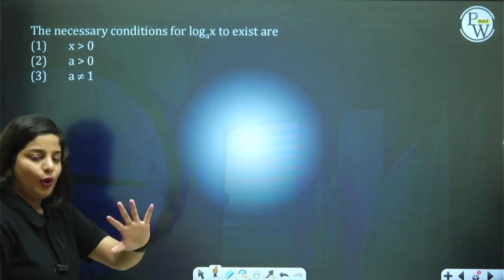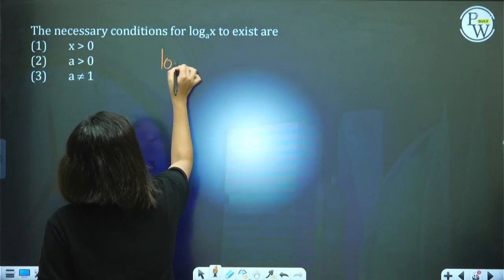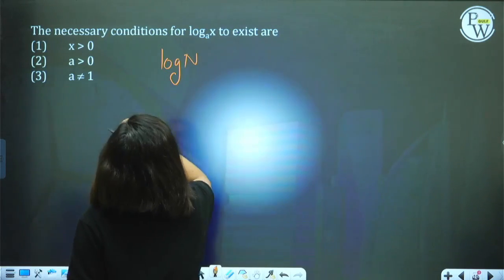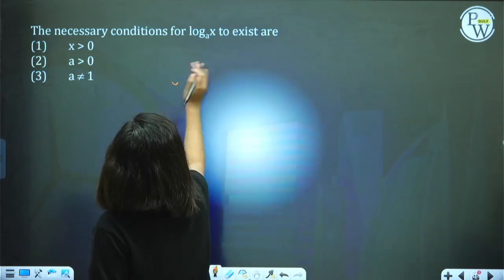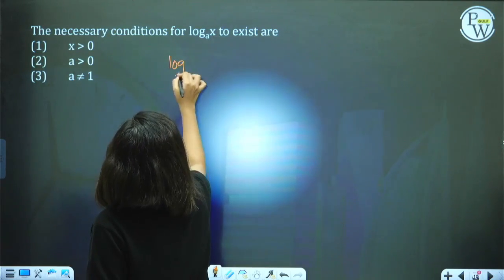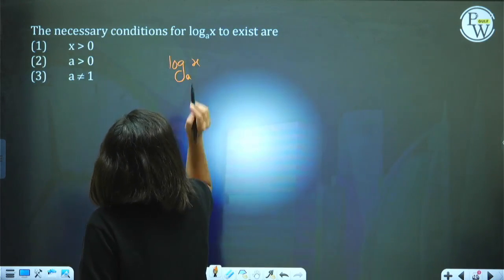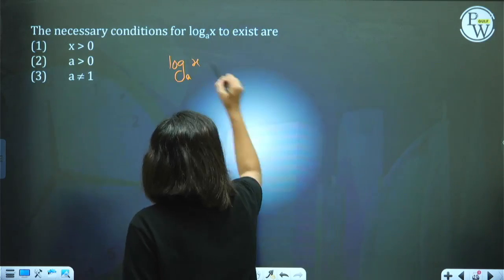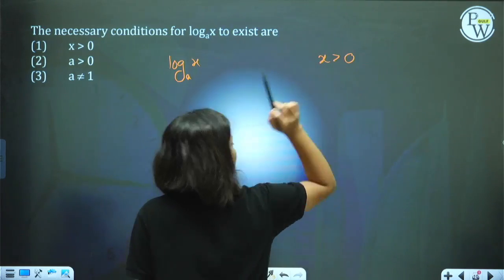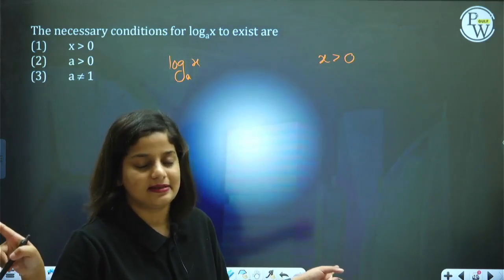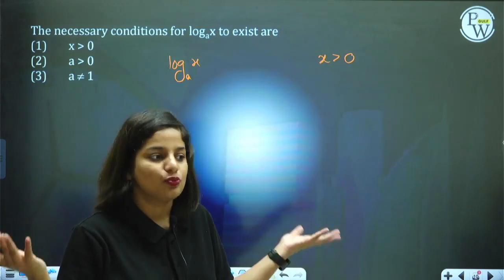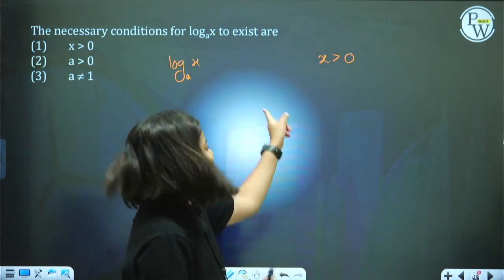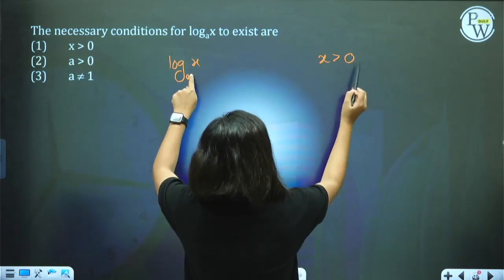There is some property of log. When I say log of n, or log of x, let's take log of any number x to the base a, it's compulsory that this number x should be greater than 0. It's by definition, guys. No questions asked. Log of x to the base a, x should be greater than 0.